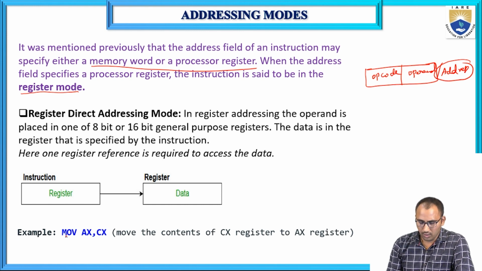Example: MOV AX, CX. Here the contents of the CX register are copied to the register AX. That means the operand is specified in the register, that is, the CX register. That's why this type of addressing mode is called register direct addressing mode.